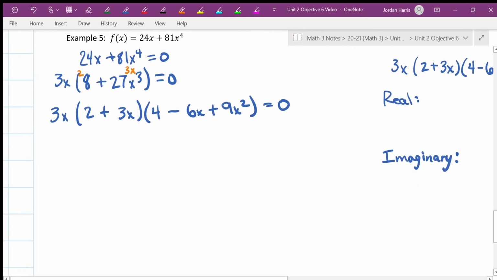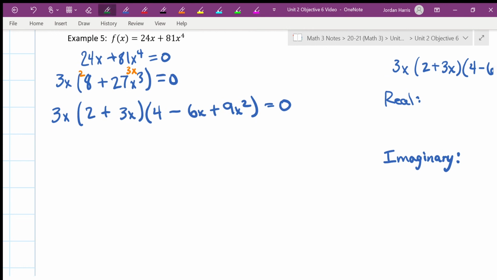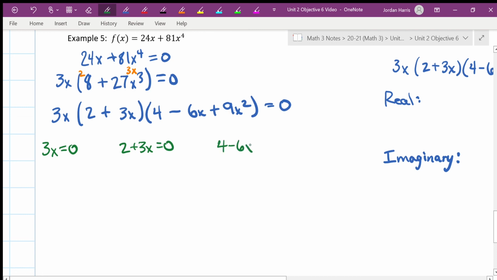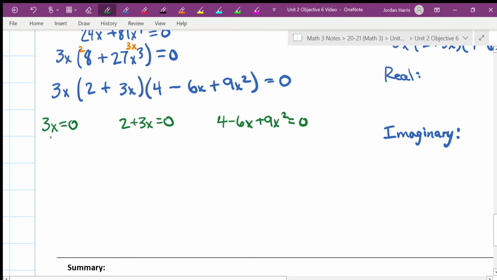So we got to solve. So we take each thing, there's 3 of them now, the one in front, the binomial, and the trinomial. Each one equal to 0 to satisfy the zero product property. The 3 things that are multiplied together, if any of them equals 0, then we're good. Okay? So the first thing, I divide by 3, and I get x equals 0.